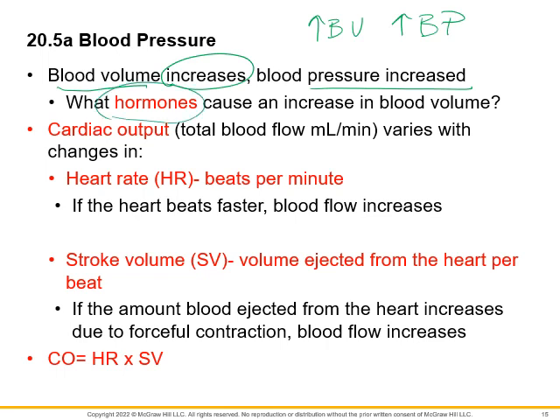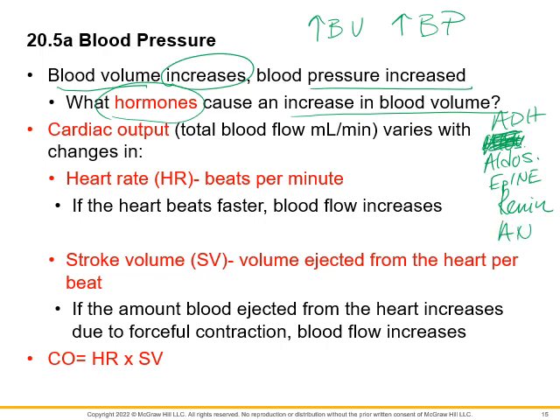So what kind of hormones can cause an increase in blood volume? We're going to come back and talk about those, right? But ADH, aldosterone, I forgot the D there, right? Are we probably going to talk a little bit about epinephrine and norepinephrine? Yeah. We're also going to talk about a hormone called renin. And we're going to talk about a hormone called atrial natriuretic peptides. So we're going to come back and talk about those.